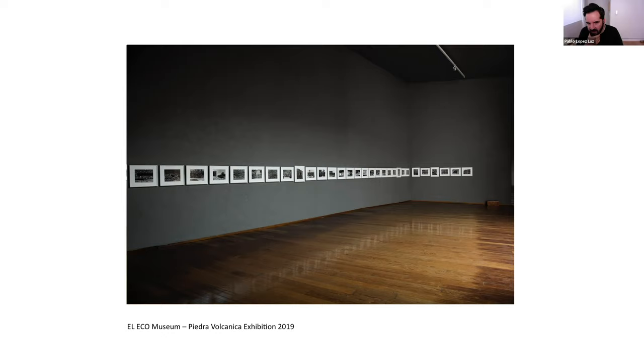And there was a small room right next to this where, for the first time, I showed some of the work that I had been seeing since I was a child. So this was rare books or prints or drawings from these artists that have been working with the idea of the volcano, or representing the volcano, from the 30s on in Mexico. And this was all work that my father actually lent to me.